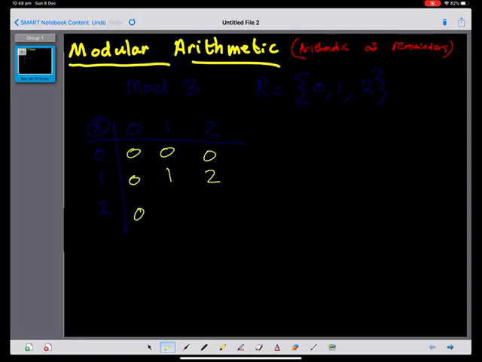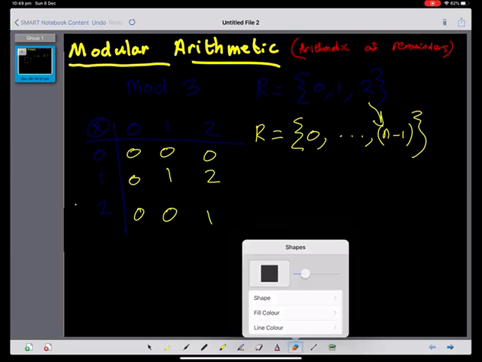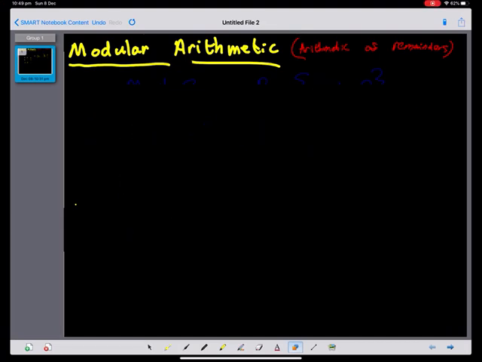1 is allowed, 2 is allowed, 3 is not allowed. We get a 0, and 2 times 2 is 4. On division by 3, we get a remainder of 1. And if you can see, this fits with the residues 0 to n minus 1 being the last term. 3 minus 1 is 2. Let's look at a more complicated table. Let's do mod 6.